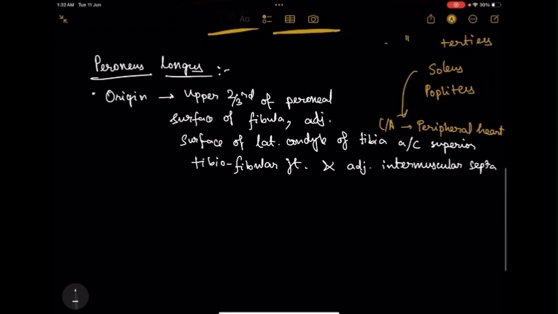A long origin. Try to remember these points. Upper 2/3 of peroneal surface of fibula, very important. If possible, adjoining surface of lateral condyle of tibia. Okay, superior tibiofibular joint, adjoining intermuscular septa. These are things you can input in any answer regarding muscles, because all muscles take some origin from the septa. Not that important, but you can apply this in every origin answer. Insertion.